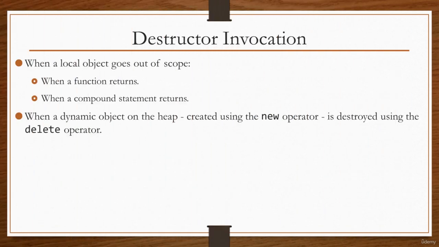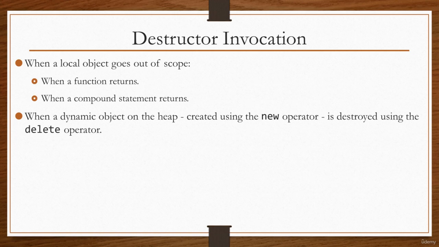Let's talk about when a destructor will be invoked. At this point you should be able to think about that by yourself. But just as a summary, when a local object goes out of scope, just like a variable goes out of scope, that variable is destroyed, right? And the same thing happens with an object. When does that happen? Well, when a function returns, the local variables are destroyed. That includes the local objects. Again, you can treat an object like a variable. Basically the same thing, it is just a custom variable, right?